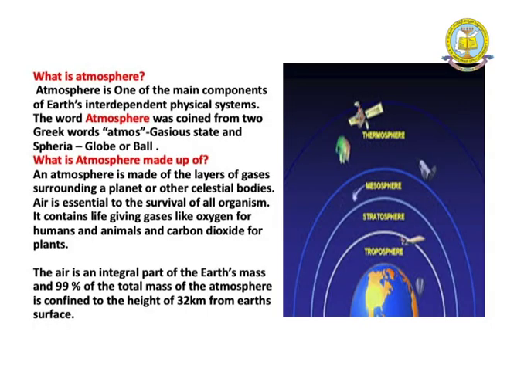The word atmosphere was coined from two Greek words. Atmos refers to the gaseous state or the vapor state, and sphaira, which is globe or a ball. So, atmosphere is nothing but the layers of air that surround the earth. Okay. Now, atmosphere also comprises of several gases such as oxygen, nitrogen, carbon dioxide. Now, this atmosphere is not only present over the surface of the earth, but it also envelops other celestial bodies.